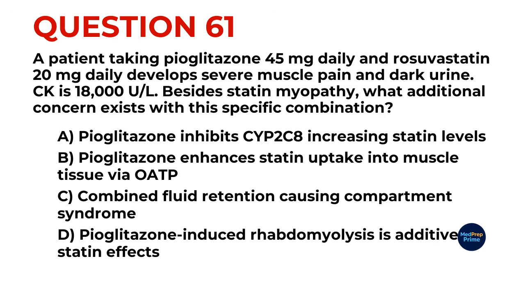A patient taking pioglitazone 45 mg daily and rosuvastatin 20 mg daily develops severe muscle pain and dark urine. CK is 18,000 U/L. Besides statin myopathy, what additional concern exists with this specific combination?